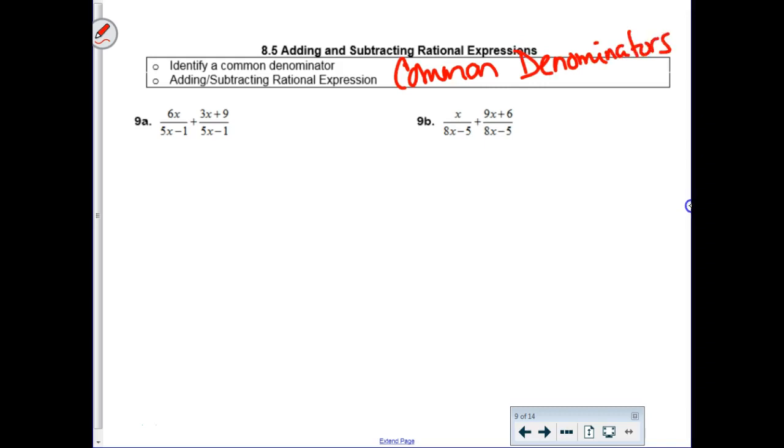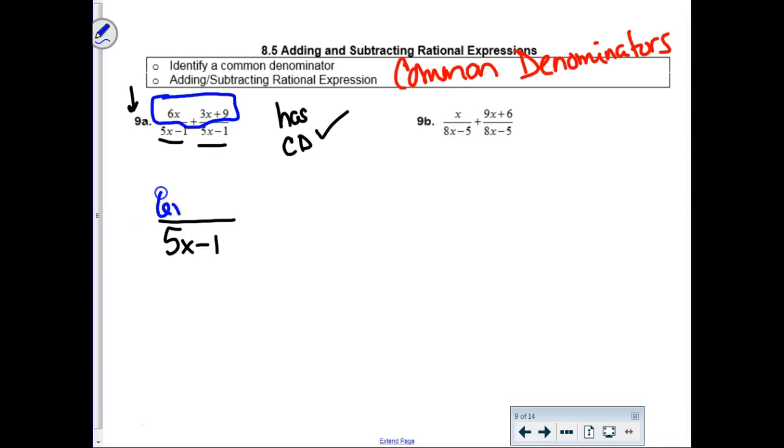So you want to come up with the least common denominator ideally, and if it's your birthday, then you get something like number 9. It already has a common denominator, so yay, check. So your answer is going to keep that common denominator of 5x minus 1. And then your job is just to simplify the numerator. So you can write this as one giant fraction, 6x plus 3x plus 9. But then, of course, you want to simplify because no one likes that answer. So this is 9x plus 9 over 5x minus 1. And that's a great answer.